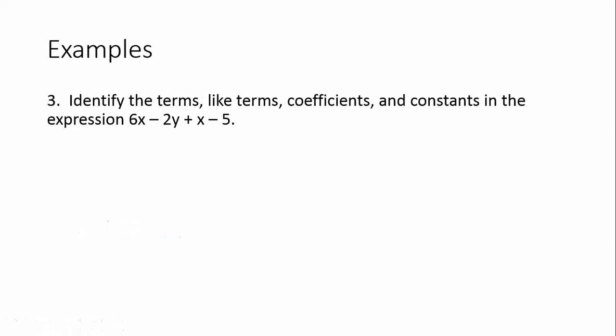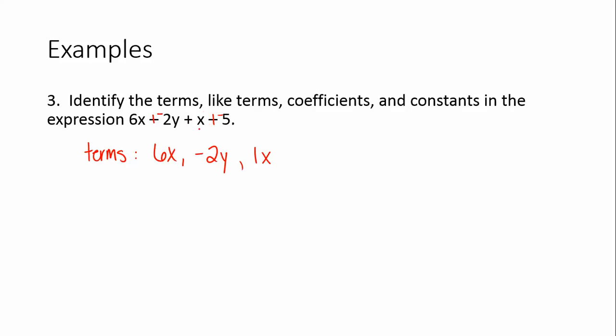In example 3, we're to identify the terms, the like terms, the coefficients, the constants in the expression 6x minus 2y plus x minus 5. So the terms, that's each piece individually separated by addition and subtraction signs. So we would have a 6x, a negative or a minus 2y. Remember that subtraction sign, if we do add the opposite, is going to make those terms behind them negative. We have an x or a 1x. Make sure you understand there's a 1 in front of that.